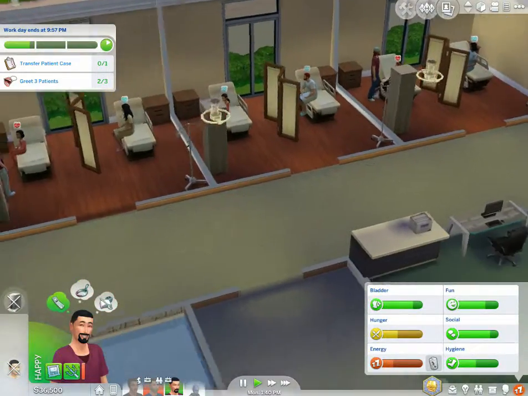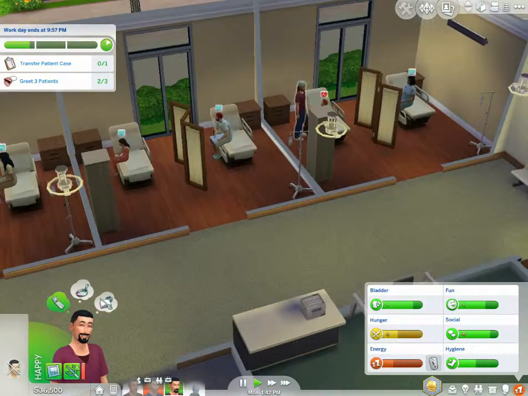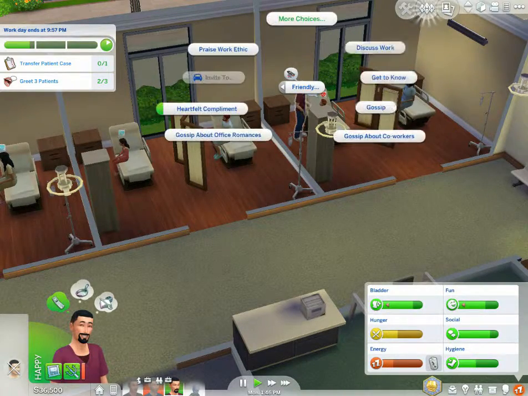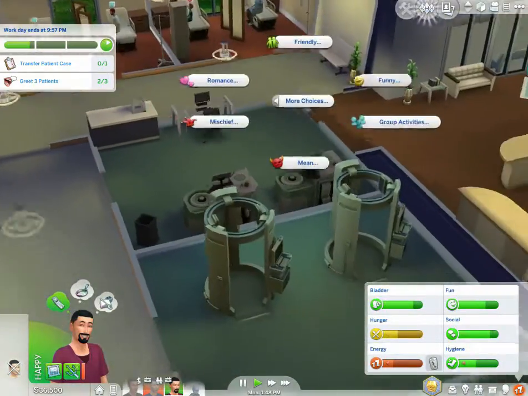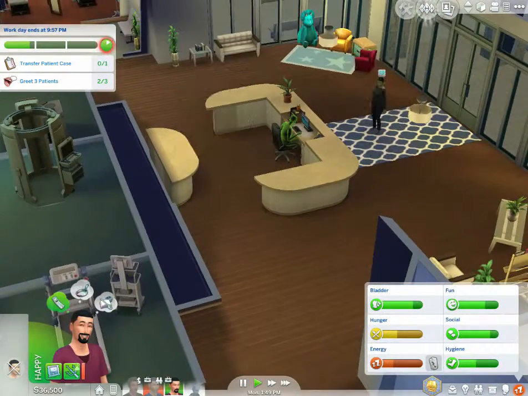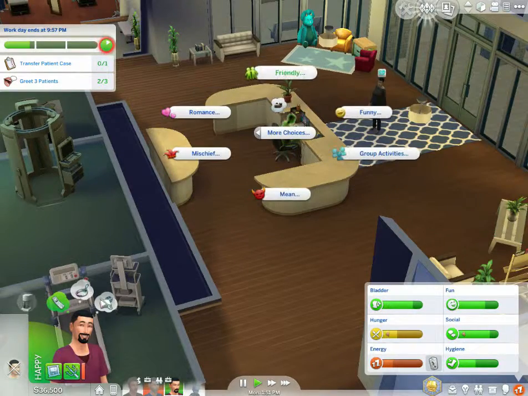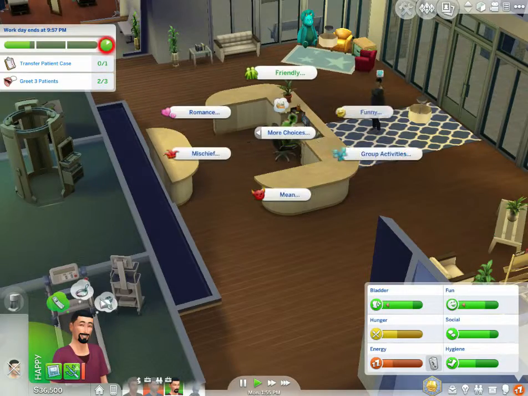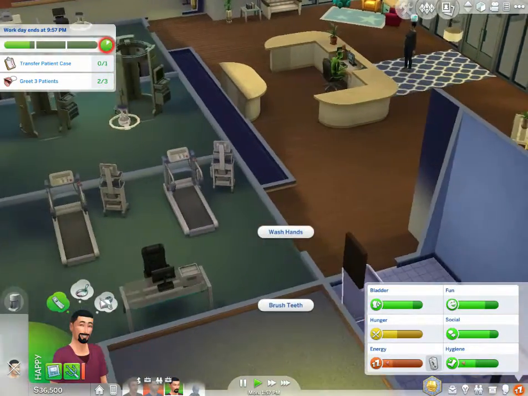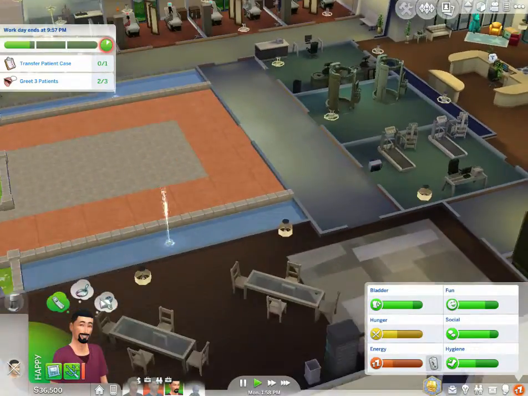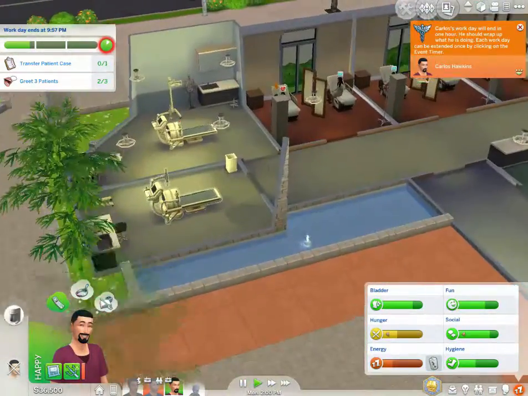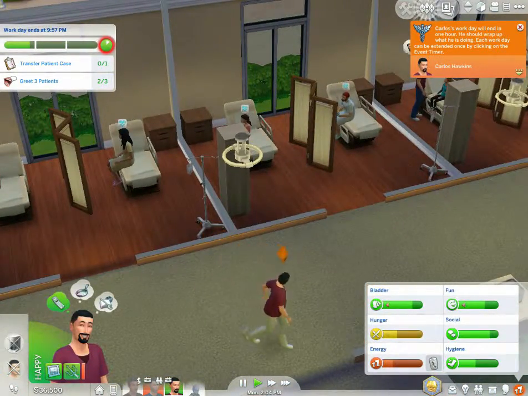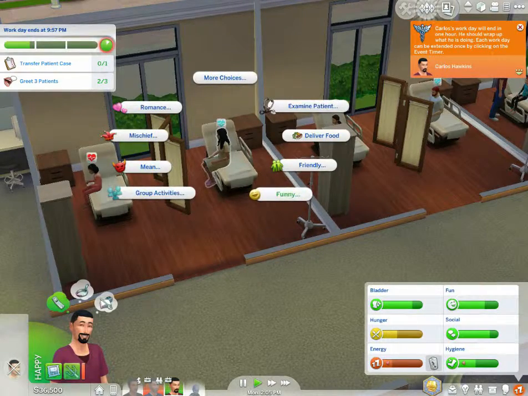Transfer patient case. No, don't have coffee. Can I transfer patient case? About you, do you have the capabilities of doing this? There's not many people in the hospital, are there? Definitely not many people. Work day ends in an hour. Not having coffee.